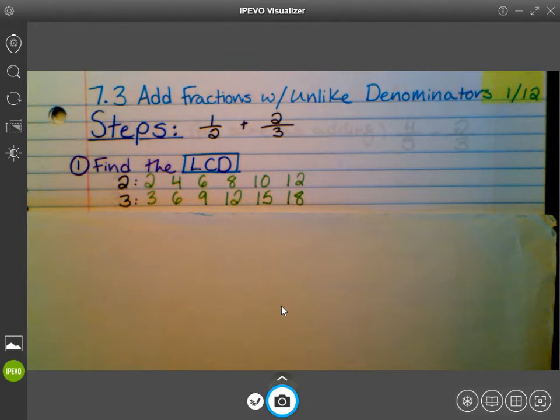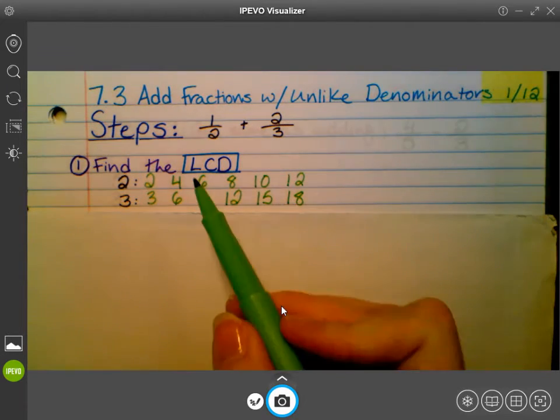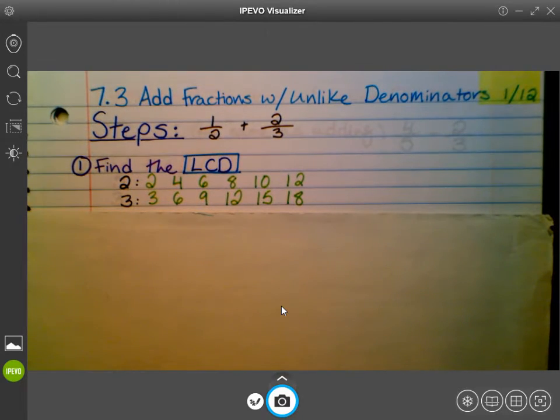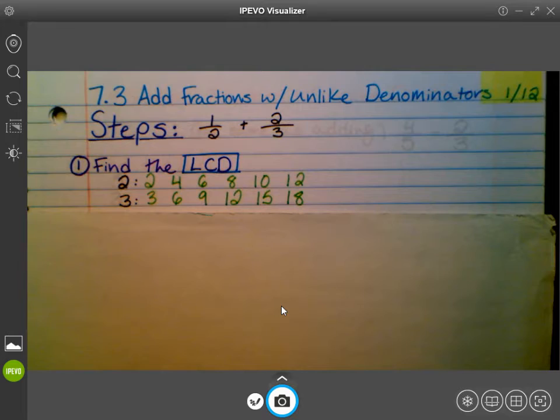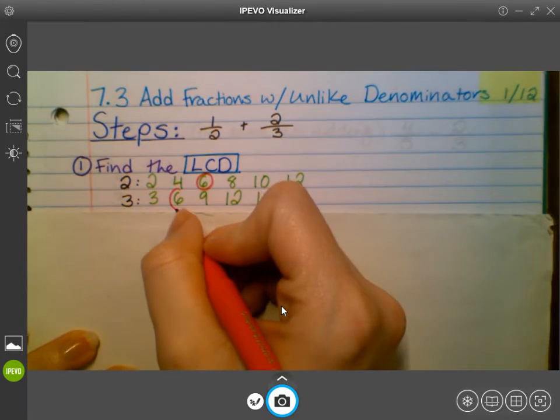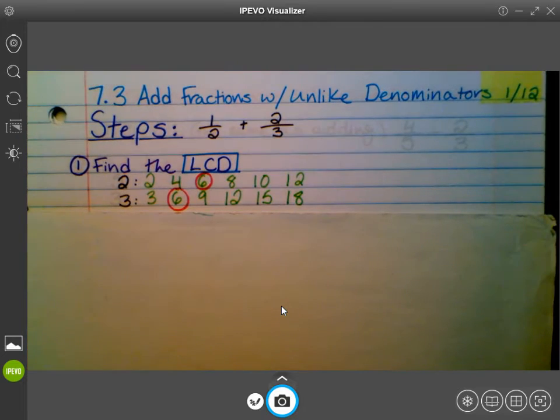Yes, it is the least common denominator, so the smallest one they have in common. 6 is smaller than 12, so I'm going to circle the 6 in both. Nice job. How many of you circled the 6 in your list? Awesome. Okay, so we've completed step 1.